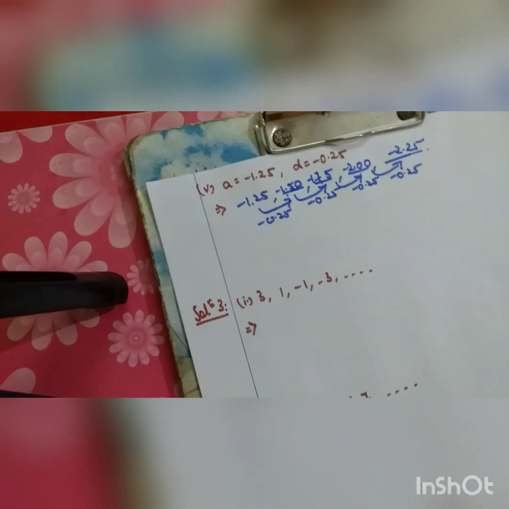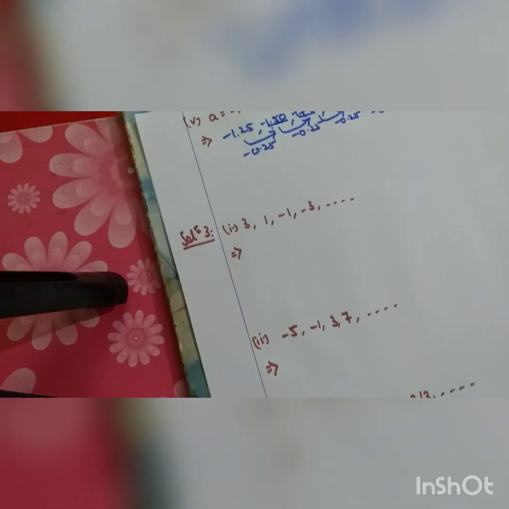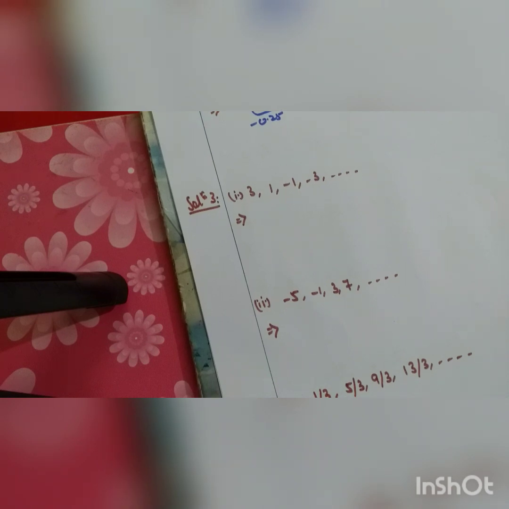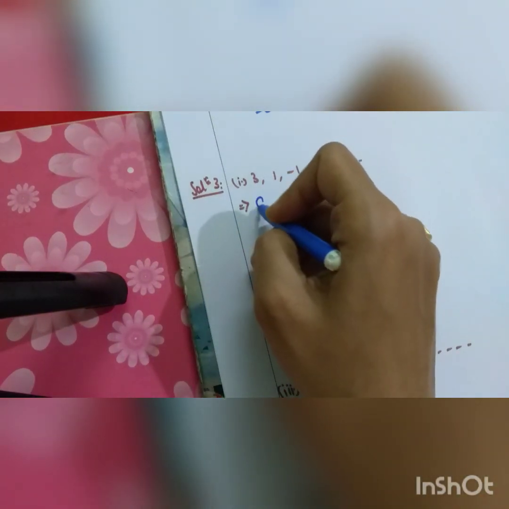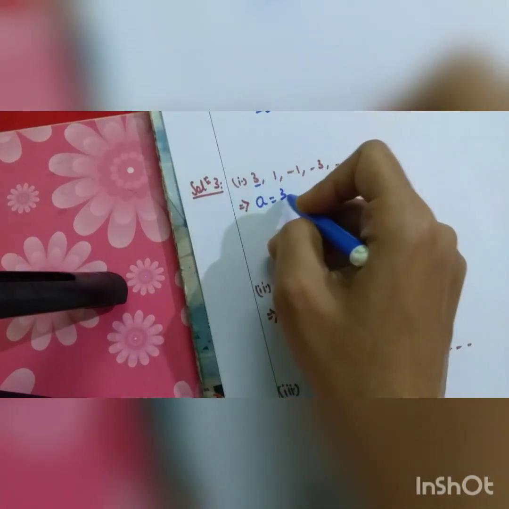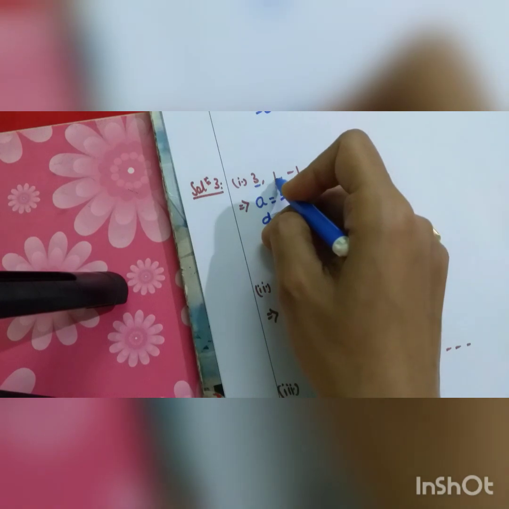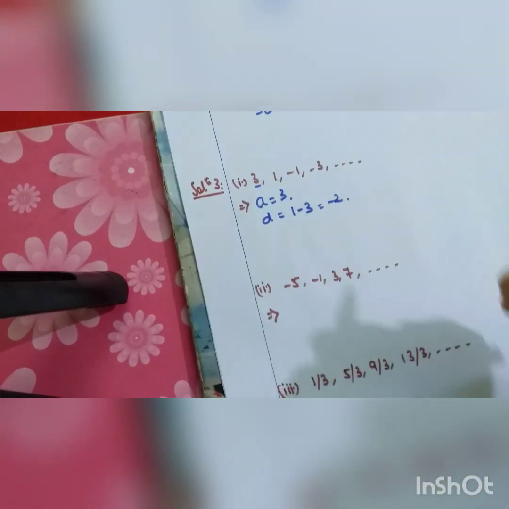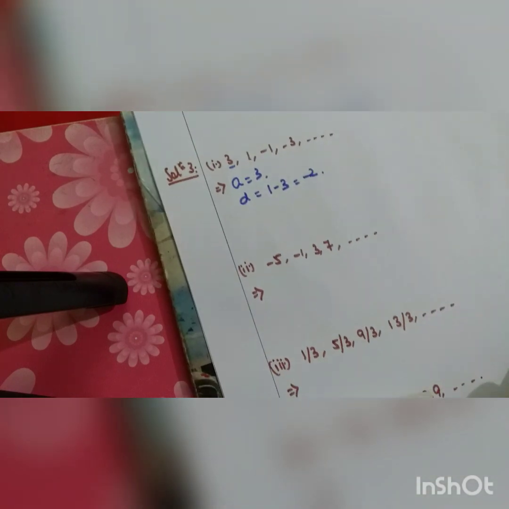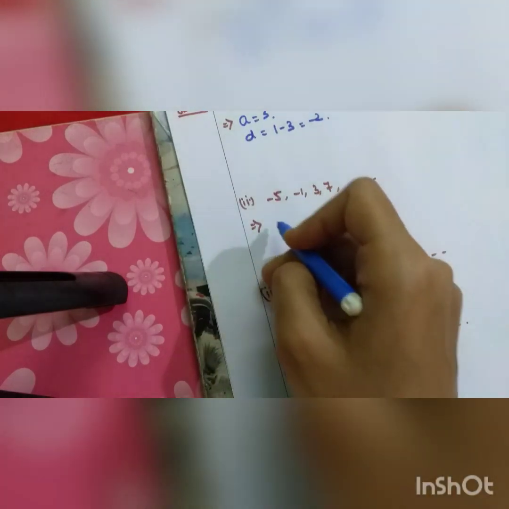Okay, come to the third question. Question number A. It is asking, for the following AP, write the first term and the common difference. So first term you can easily check. First term is 3, and common difference is subtract the first term from the second term. So 1 minus 3, common difference will be minus 2.